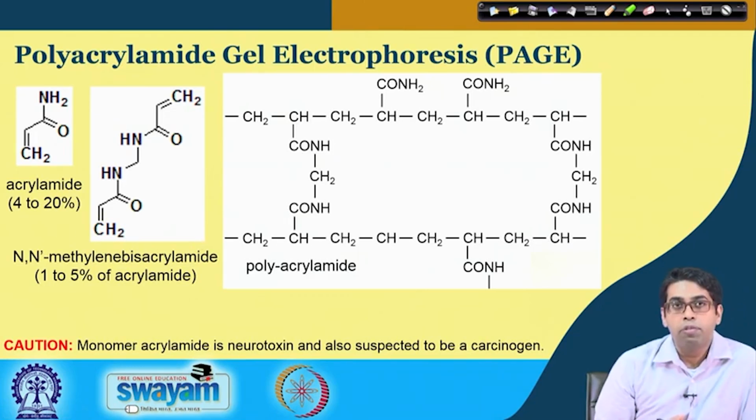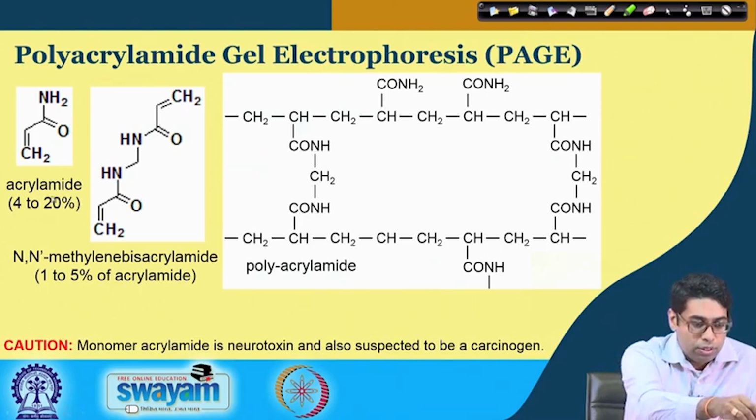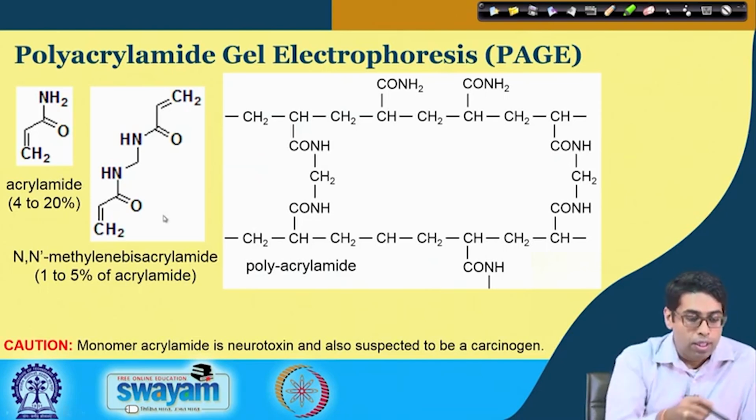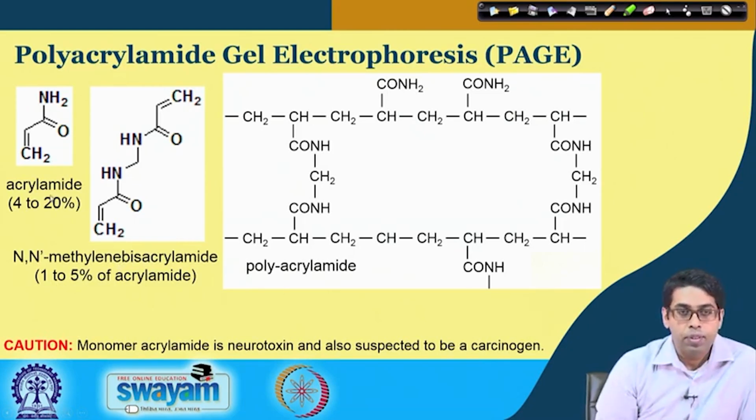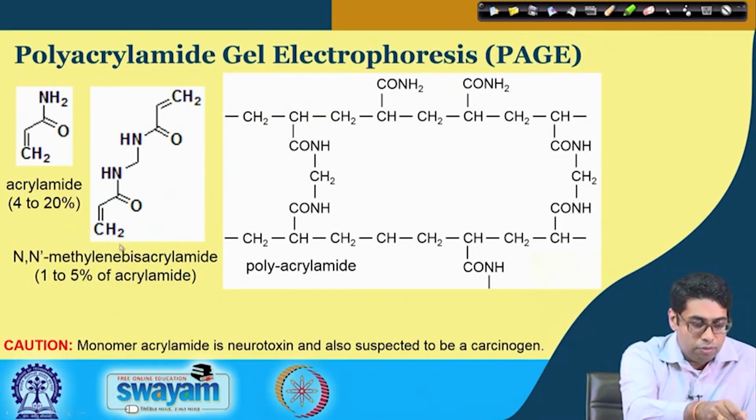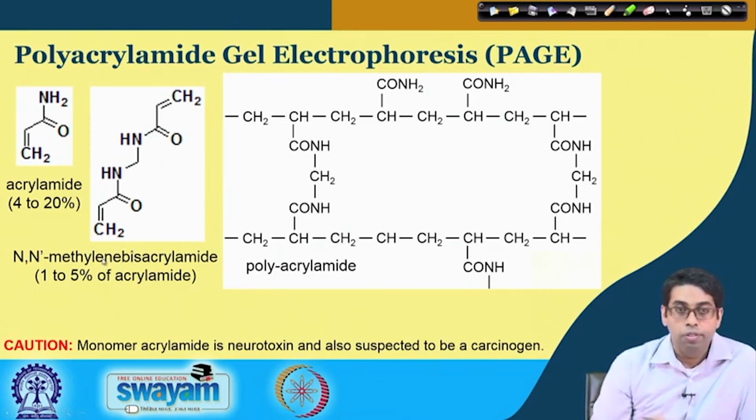And as I mentioned before, the pore size of a gel can be controlled by varying the concentration of these two components. Typically, acrylamide is used somewhere between 4 to 20% weight by volume, and bis-acrylamide is used somewhere between 1 to 5% of the concentration of acrylamide. If we use higher concentration, we will get smaller pore size. If we use lower concentration of these two, we will get larger pore size.